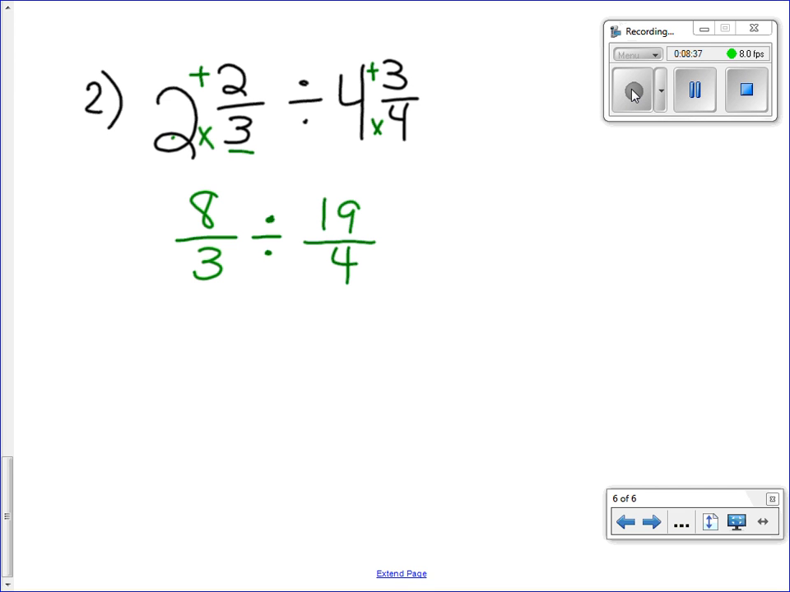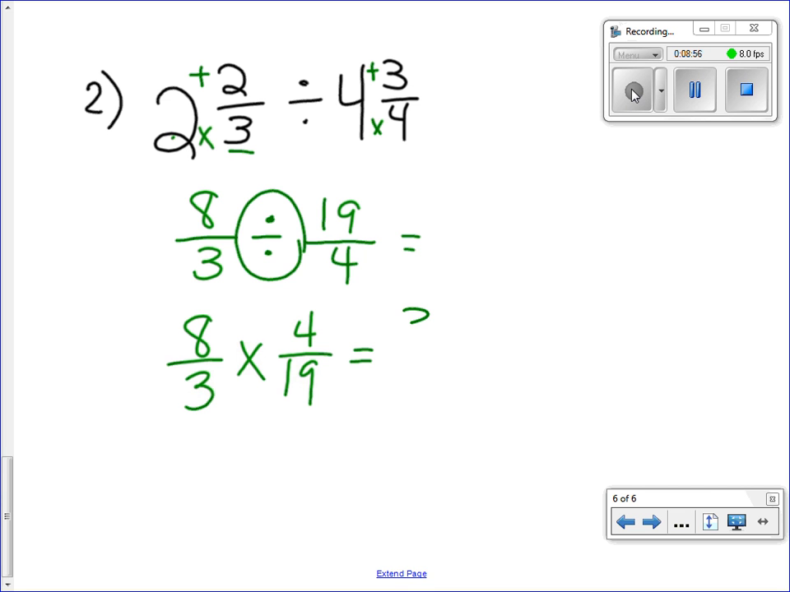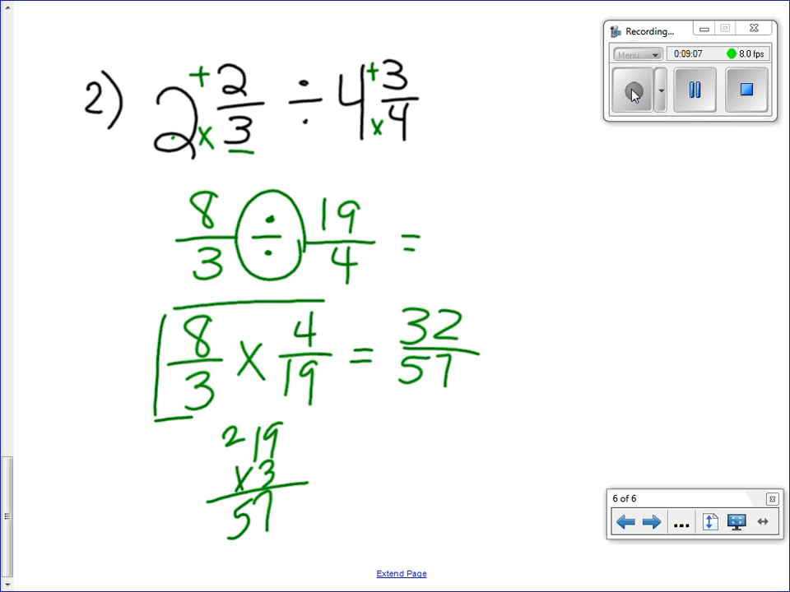Keep the 4. Next, we have to do the keep, switch, flip because we have a division problem. So keep the first fraction, switch the sign, and then flip 19/4 into 4/19. This time there is nothing that will cross cancel. So 8 times 4 is 32, and then 19 times 3 is 57. Because nothing would cross cancel within the problem, that means I am in simplest form.